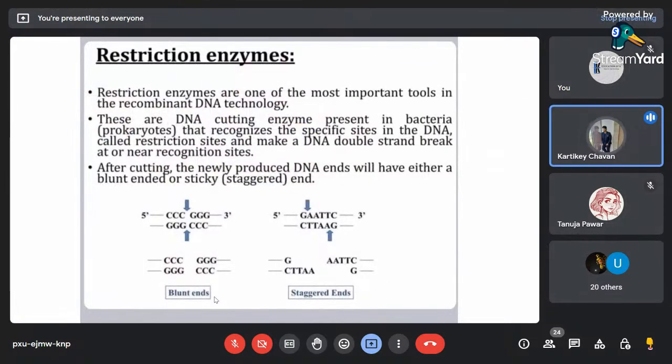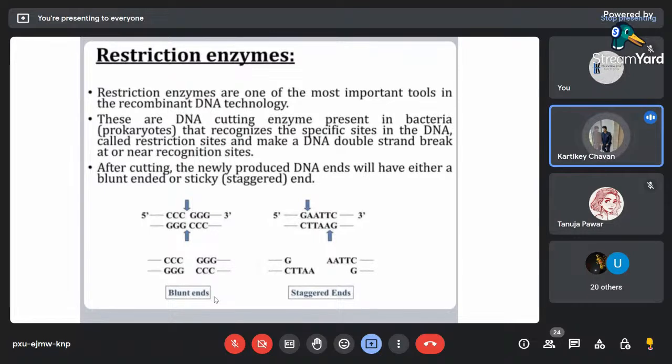Next page. So before moving into restriction mapping, I would like to introduce some of the basics, that is restriction enzymes. So what are restriction enzymes? Restriction enzymes are one of the most important tools in recombinant DNA technology. These are DNA cutting enzymes present in bacteria, that is prokaryotes, that recognize specific sites in the DNA.